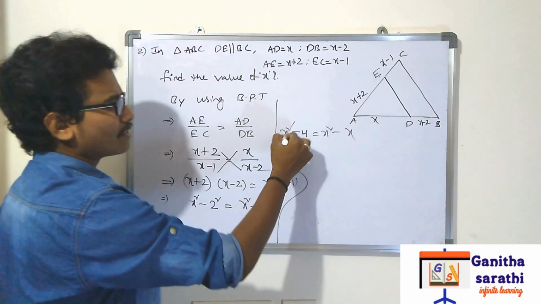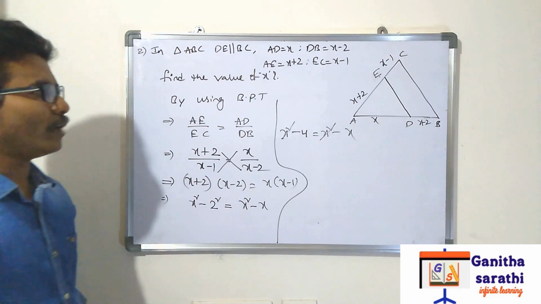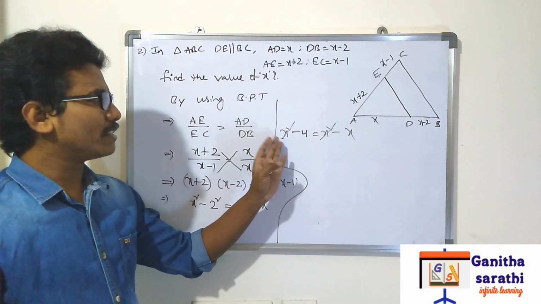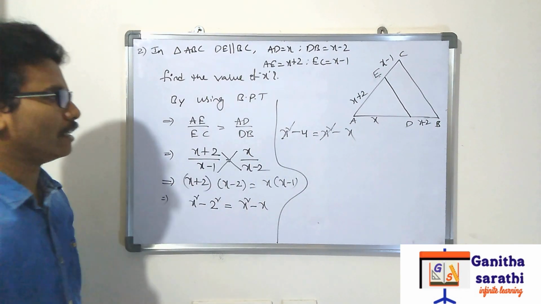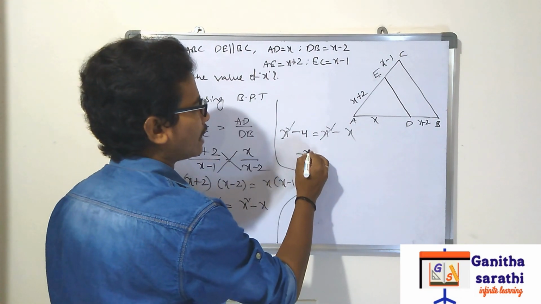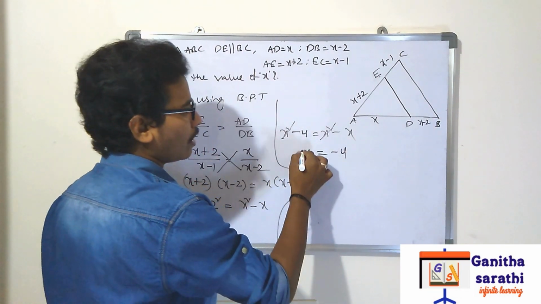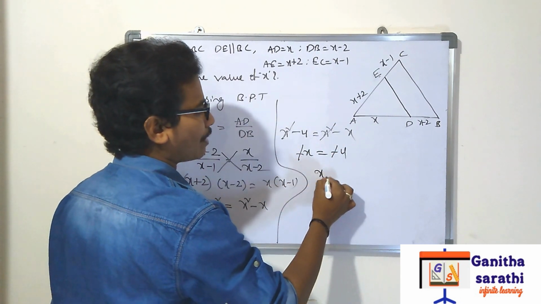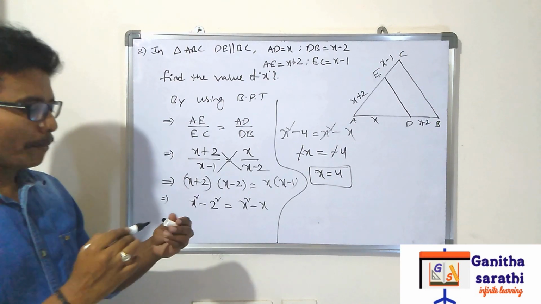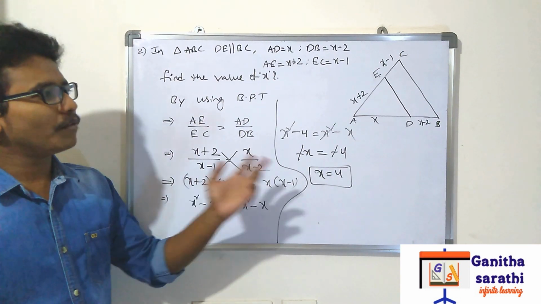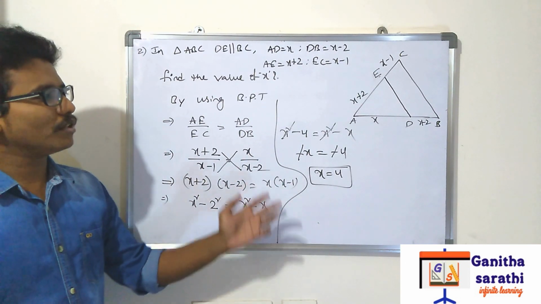So we can cancel x square and x square. Understood? Why? If you take plus x square to the right hand side, it will become minus. This one also, same, it will become minus. So what is the remaining value? Minus x is equal to minus 4. You can cancel minus and minus. So what is the value of x? 4.